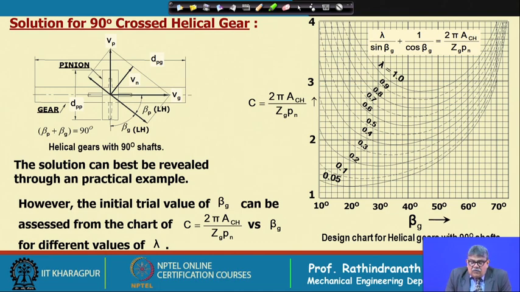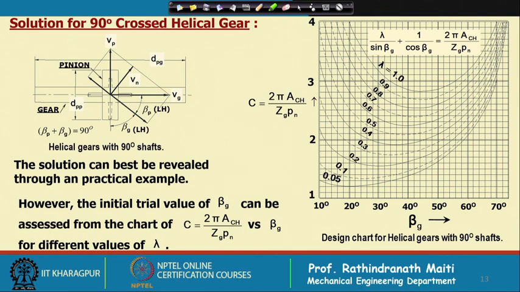In this graph, what we have expressed in the y direction, C is equal to twice pi into center distance divided by teeth number of gear into the circular normal pitch, which is maybe 1, 2, 3, 4, usually within this limit. And helix angle we have considered 10 to 70, because this is for 90 degree cross helical gear only. So, in this chart beta g plus beta p is equal to 90 degree, and normally this angle beta g will be within 70 degree or so.